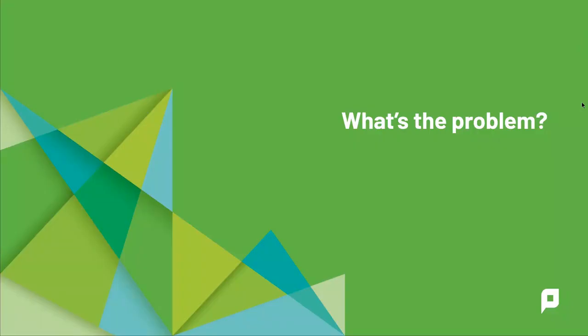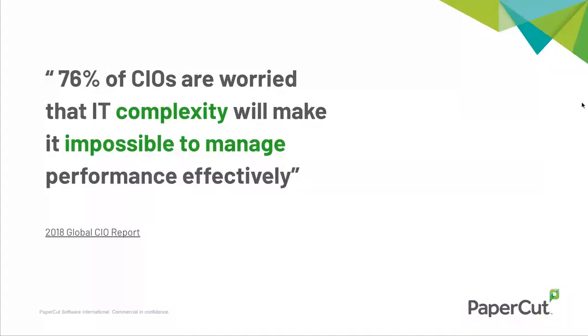All right. So when we look at what to develop within PaperCut MF, we look at the problems that customers are facing. And this statement really stood out to us: 76% of CIOs are worried that IT complexity will make it impossible to manage performance effectively. Well, complexity is what we solve. And this was an exciting challenge to take on. So let's look at complexity in the printing world.